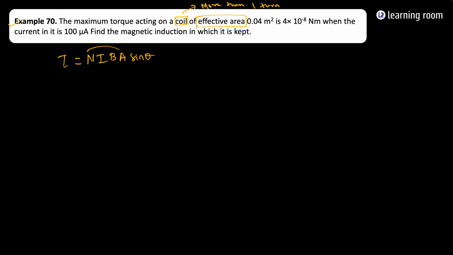What is the value of I? 100 microampere, 100 into 10 power minus 6, into the magnetic field, which is what we need to find, into sine of how much should the angle be taken as? I should take sine of 90 degrees. What is the reason for it? They use the word maximum torque. So maximum torque is always generated when the value of theta is 90, for sine 90 is maximum.